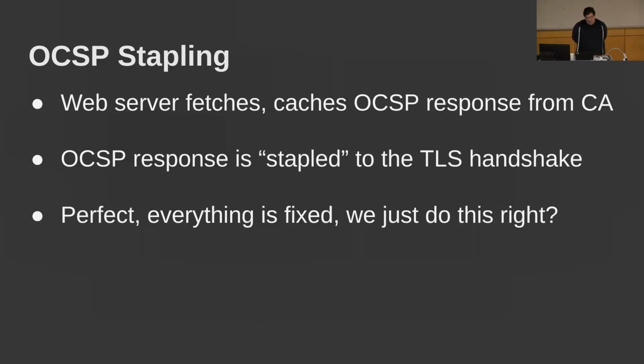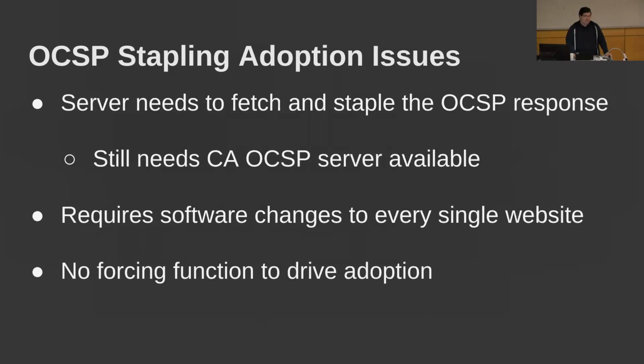So that's called stapling. The web server, maybe once a day or so, will go ask the CA for the OCSP response, download it, save it on its hard drive, probably next to the certificate, and then it can include that stapled in the TLS handshake along with the certificate. So great, it's fixed. There's no more privacy problem. There's no more uptime problem. Everything's fixed. Unfortunately, everything's not fixed.